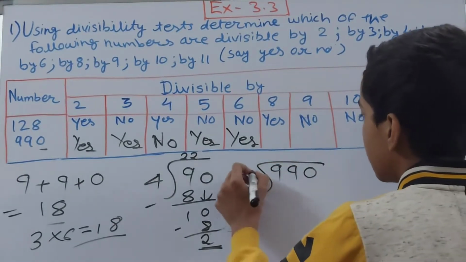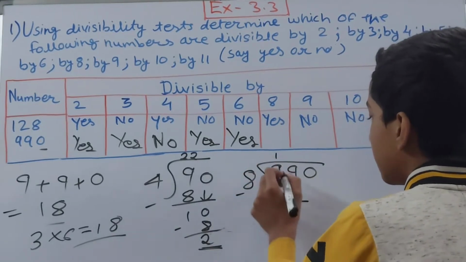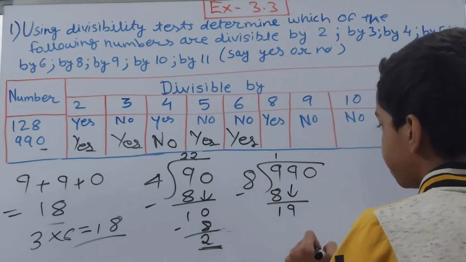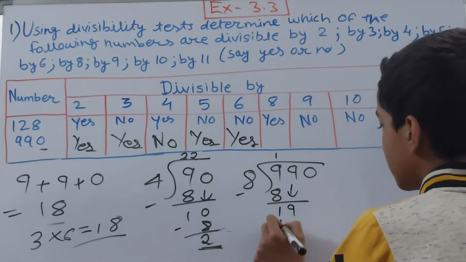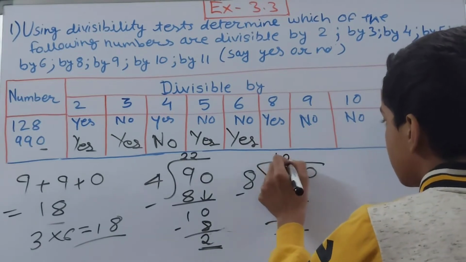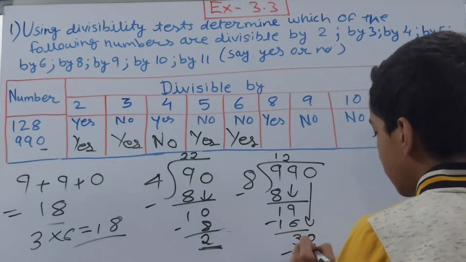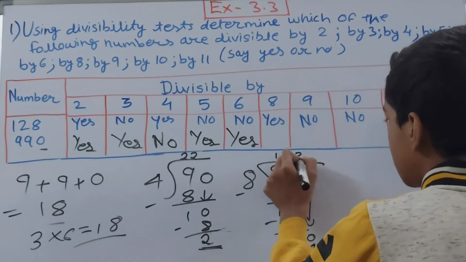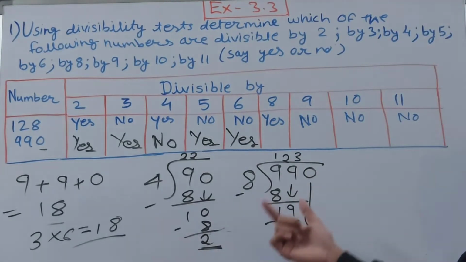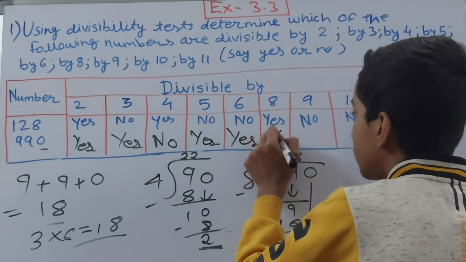So let us start to divide this by 8. Minus 8, we have 1 times, this is left with 1 and this will come here, so we have 9. Then minus 16, so you have 3 here and 16 goes 2 times, 0 comes down, minus 24. How many times? 3 times, so we are left with 6. That means this number 990 is not divisible by 8, so we will write here no.